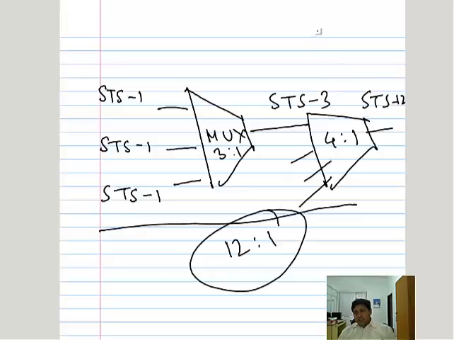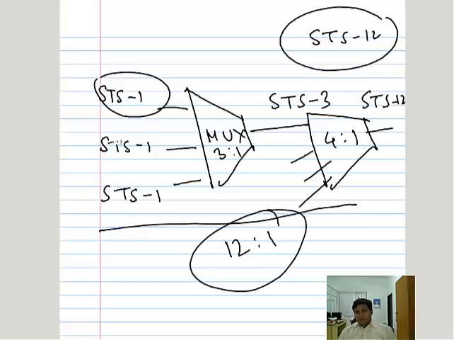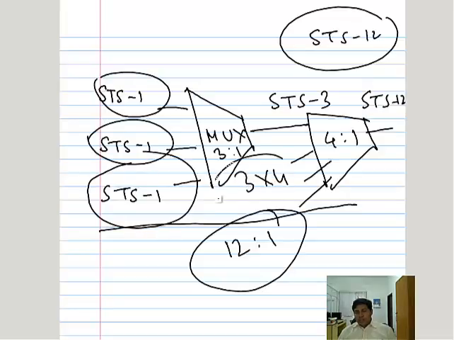So one STS-12 actually carries 3 into 4 STS-1 signals, and this is my multiplexing in SONET.